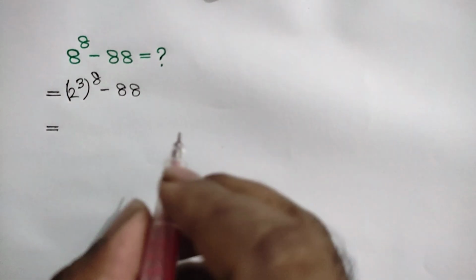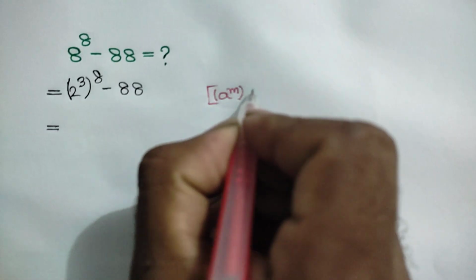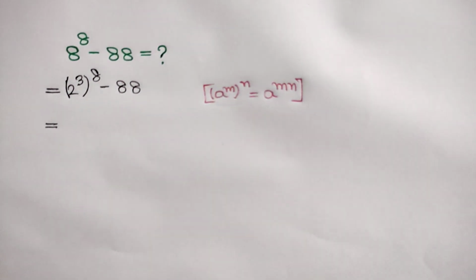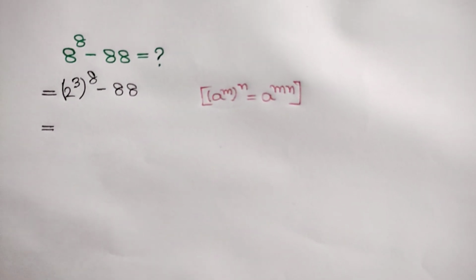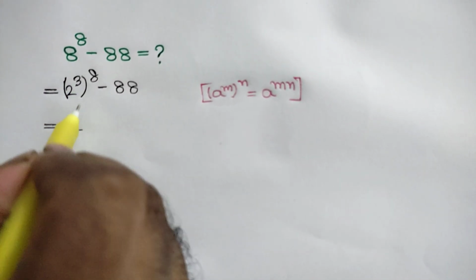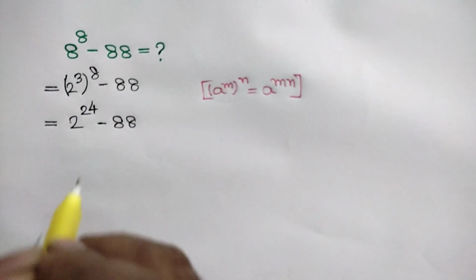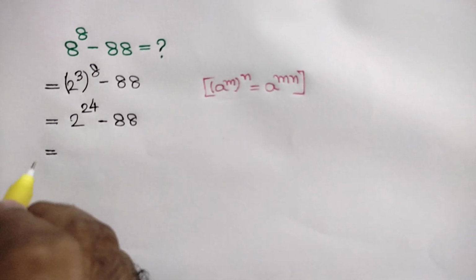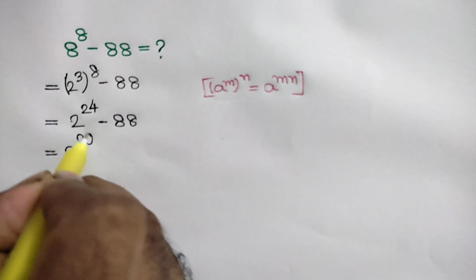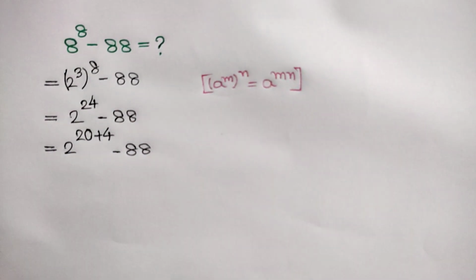According to the exponential formula, a to the power m whole to the power n is equal to a to the power mn. Now apply this formula here. We can write 2 to the power 3 times 8, that means 24, minus 88. Is equal to 2 to the power, now this 24 can be written as 20 plus 4, minus 88.